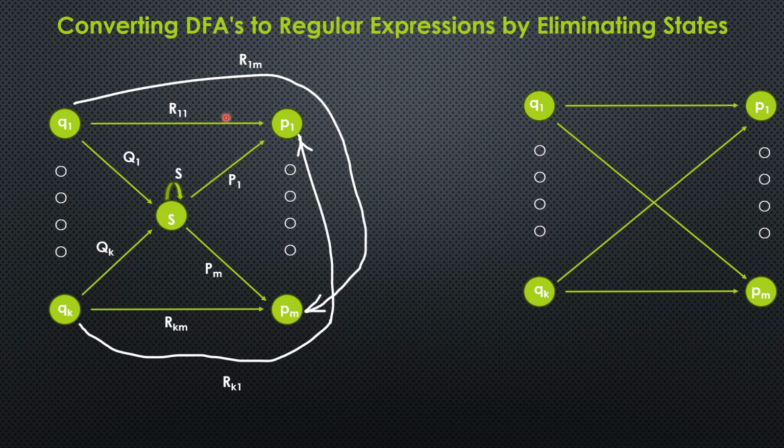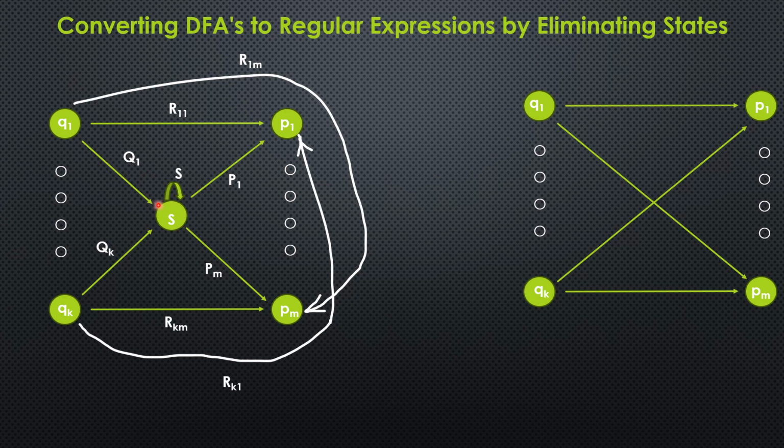Now, if I'm going to eliminate a state S, which means that I'll have to eliminate all the inward and outward transitions from and to S. In that case, I cannot simply remove this S state and these transitions, Q's and P's. So I will have to replace it. So let us see how that can be done.